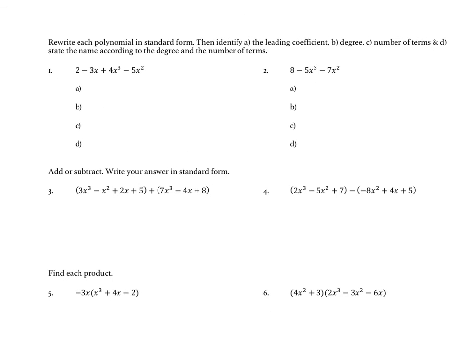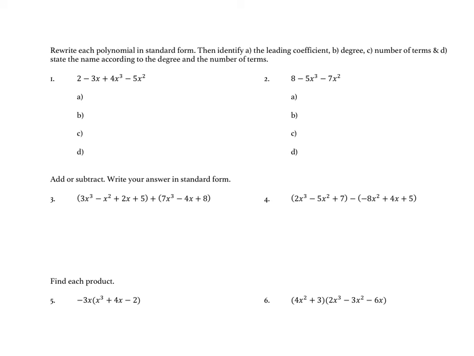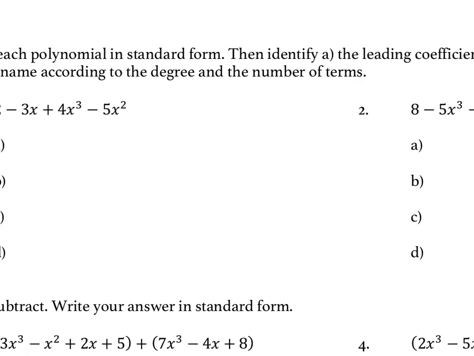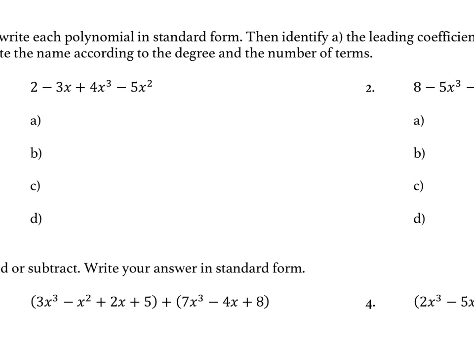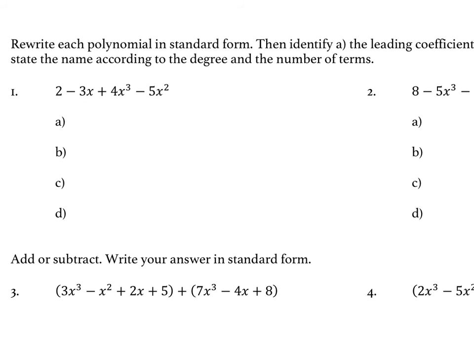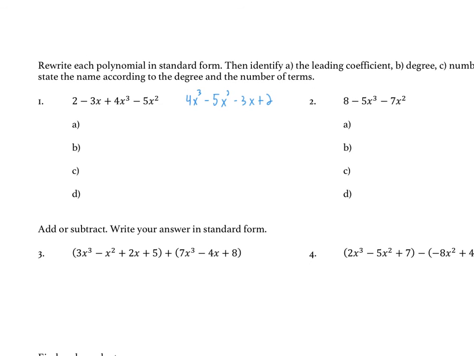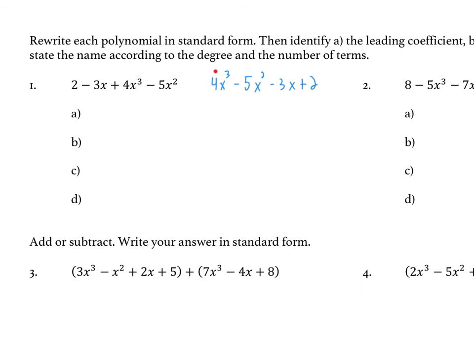Okay, so for number 1, it says rewrite each polynomial in standard form, and that's kind of just to help you out. Okay, so if we write this in standard form, you start off with the biggest exponent, so I'll write this term first, and then the next biggest exponent, just kind of go down from there. Okay, and then the directions say identify the leading coefficient. So leading coefficient is just, when you put it in standard form, it's just the first number you see.